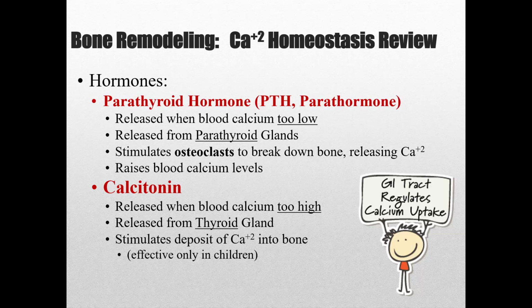Which one is used to build bone? Calcitonin. All right. Which one lowers blood calcium levels? Calcitonin. Which two of the three raise blood calcium levels? Calcitriol and parathyroid. So that's how you do it.